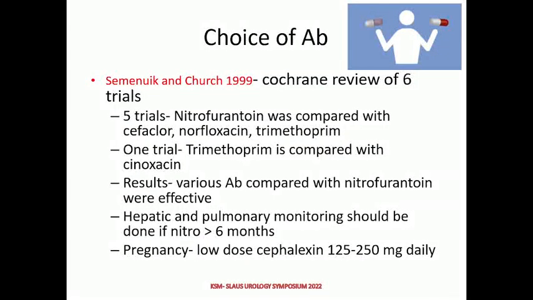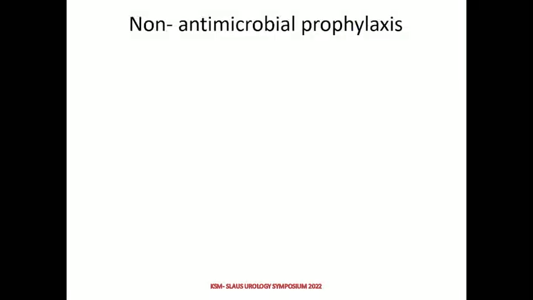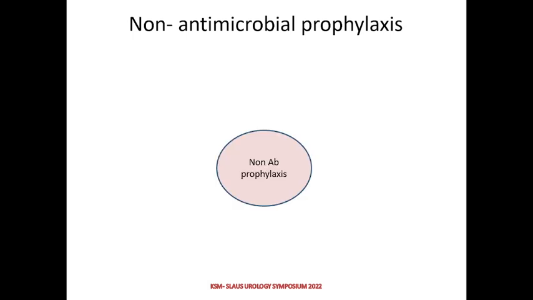Choice of antibiotic, there are studies which have compared different kinds of antibiotic like nitrofurantoin, norfloxacin, trimethoprim. All the efficacy was same, and if you want to use nitrofurantoin for more than 6 months, hepatic and pulmonary monitoring should be there. And in pregnancy, we have discussed, the safest option would be cephalexin.